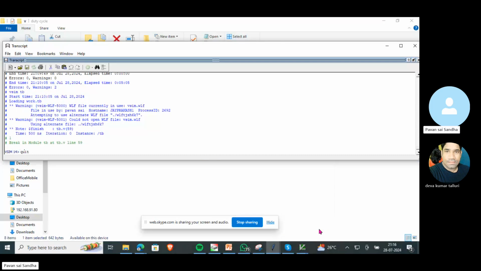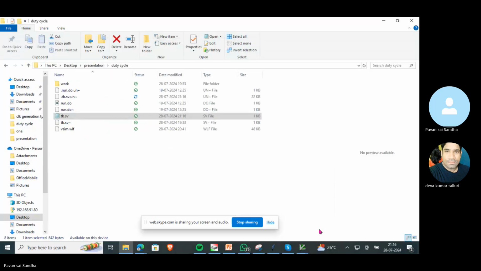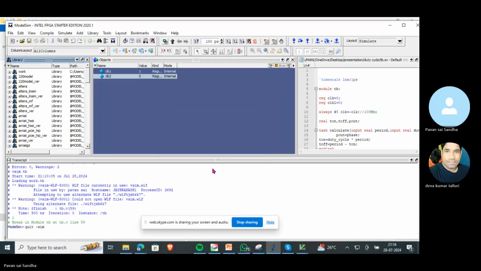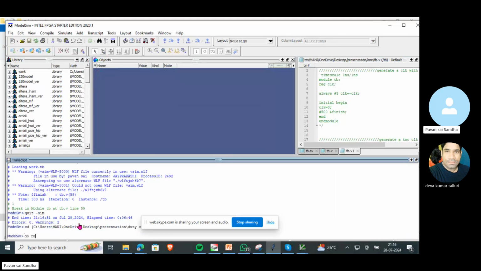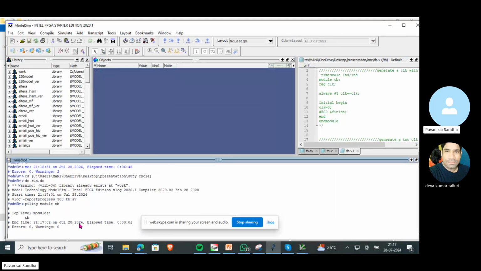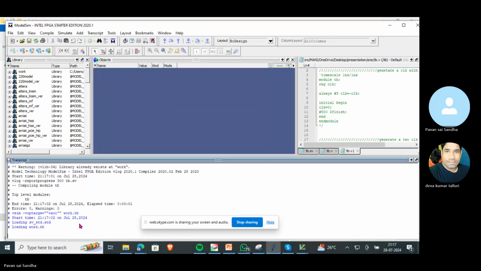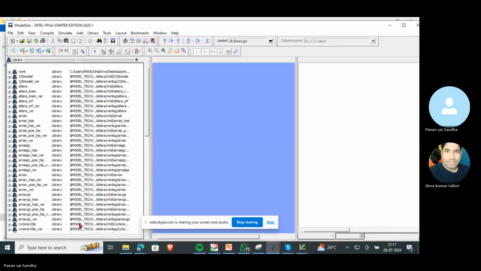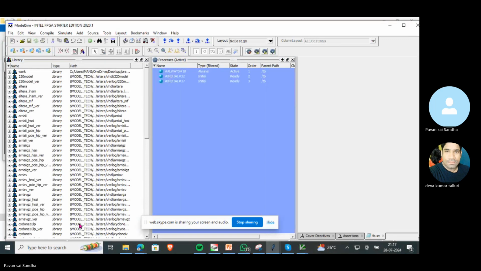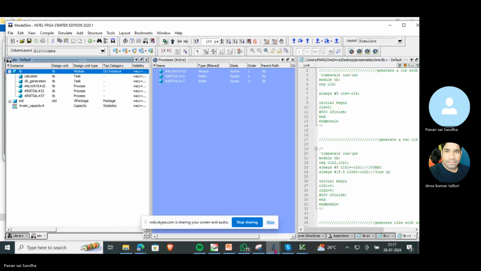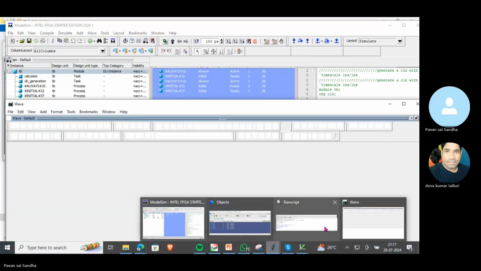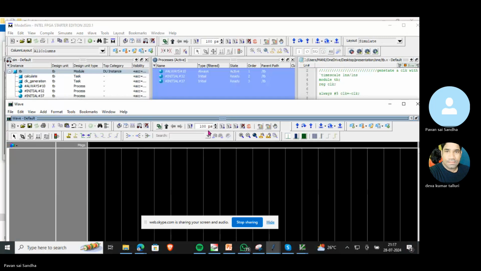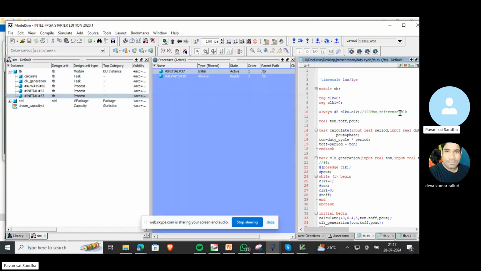Okay, quit sim. Disregard. Don't. It's running. It's still running. We got the output.